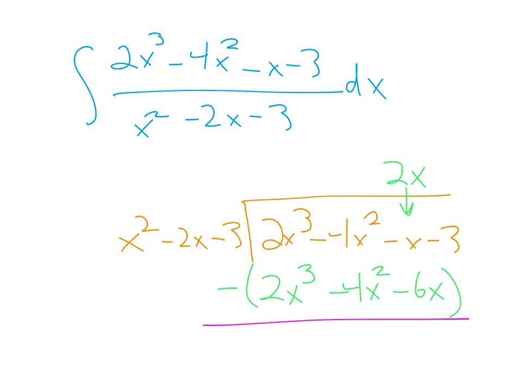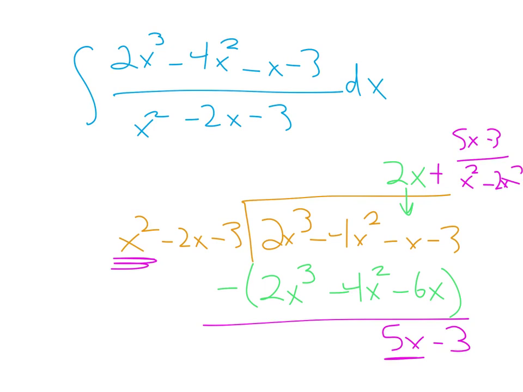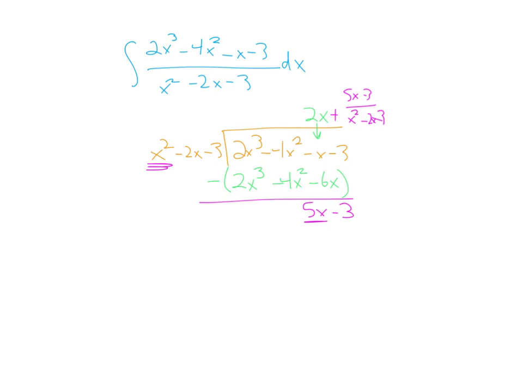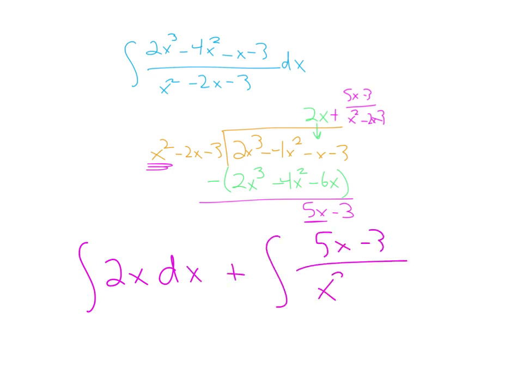2x cubed minus 2x cubed is gone. Negative 4x squared minus negative 4x squared is also gone. And then negative x minus negative 6x is 5x minus 3. Well, I can't possibly get x squared to get to 5x by using some sort of polynomial. So I'm going to say plus (5x minus 3) over (x squared minus 2x minus 3). Wait, that 5x minus 3 is familiar. So now my integral looks like this. The integral of 2x dx plus the integral of (5x minus 3) over (x squared minus 2x minus 3) dx.